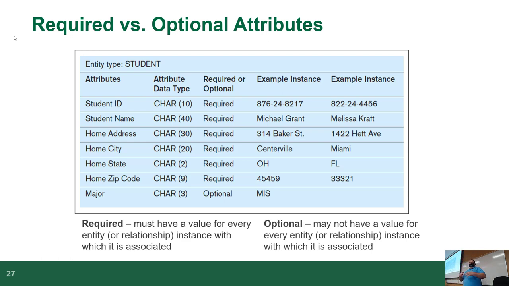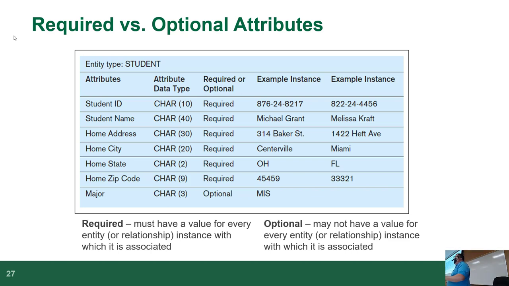Okay, so required versus optional attributes. A required field has to have a value for every instance in the database. So every row of data in the database must have a value in a required attribute. And if we look at our chart here, you'll see that all the fields except the major are required.